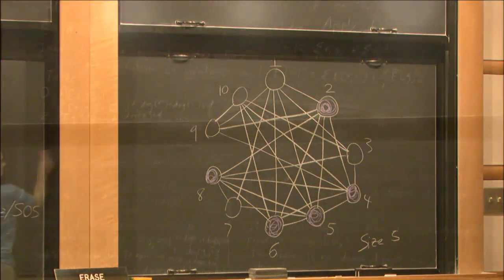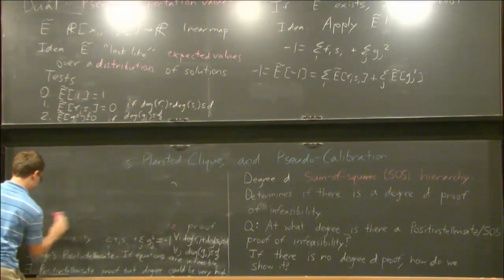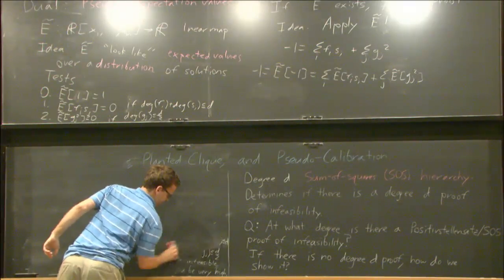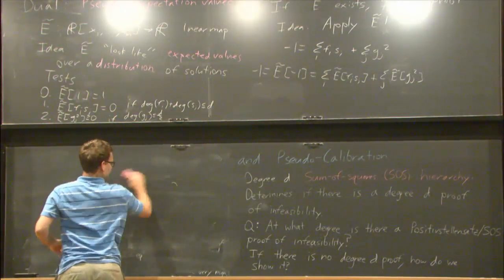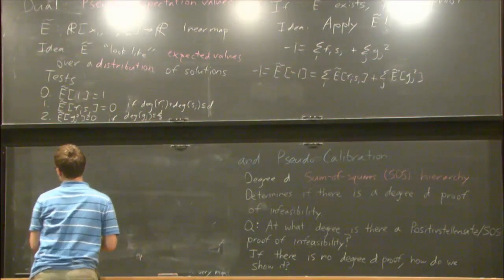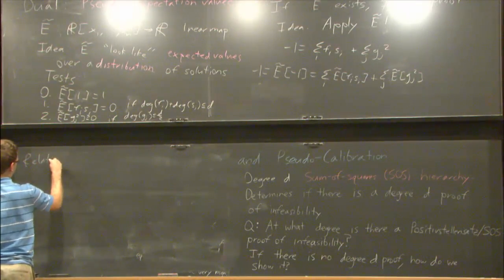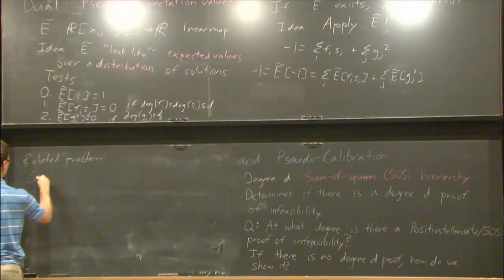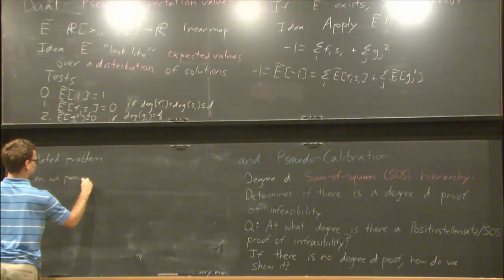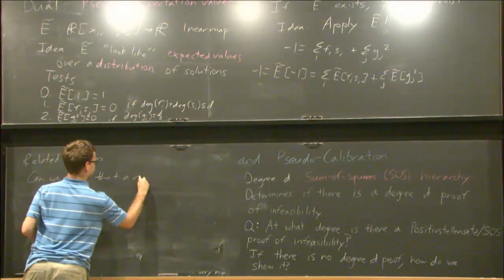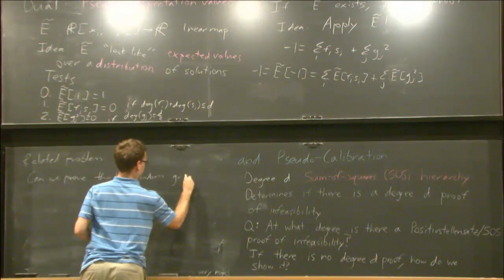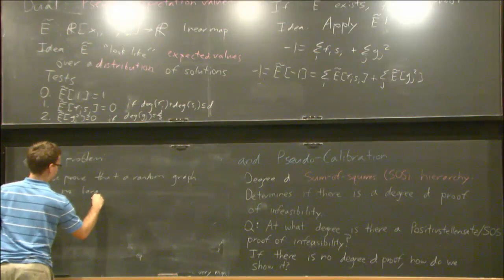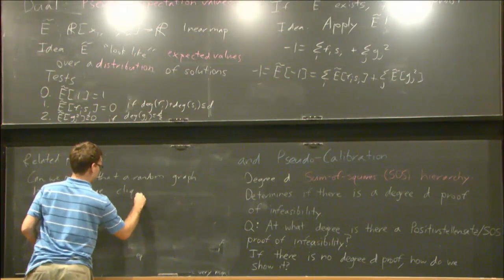So, okay, so now the problem that we actually analyze is, can we prove that a random graph has no large clique?